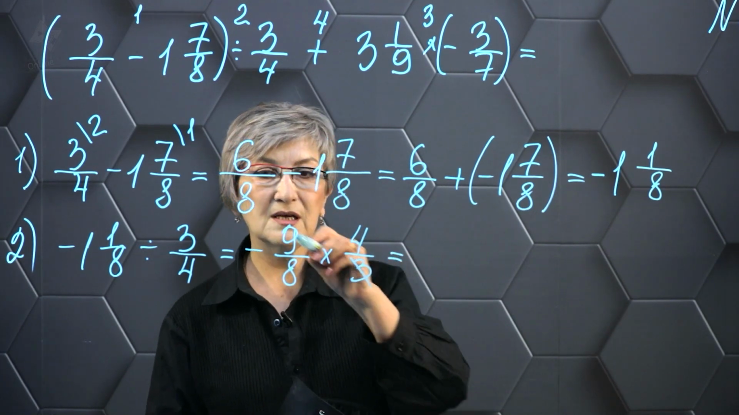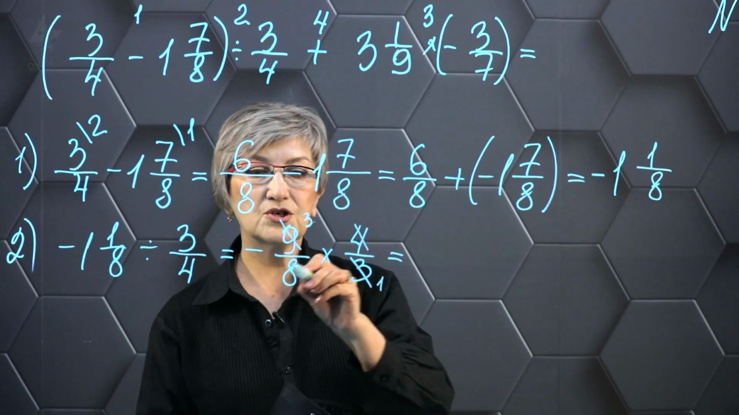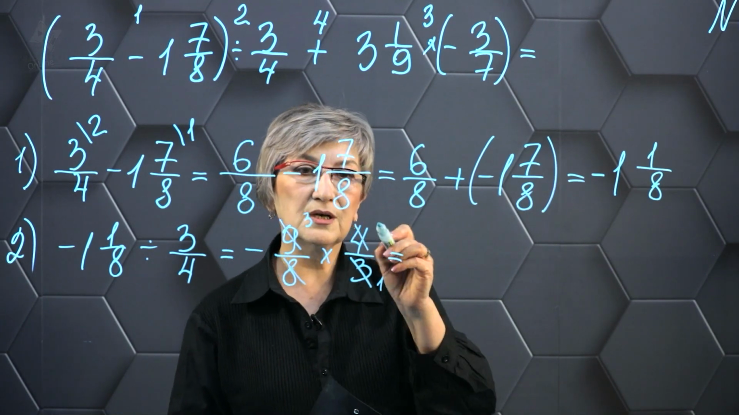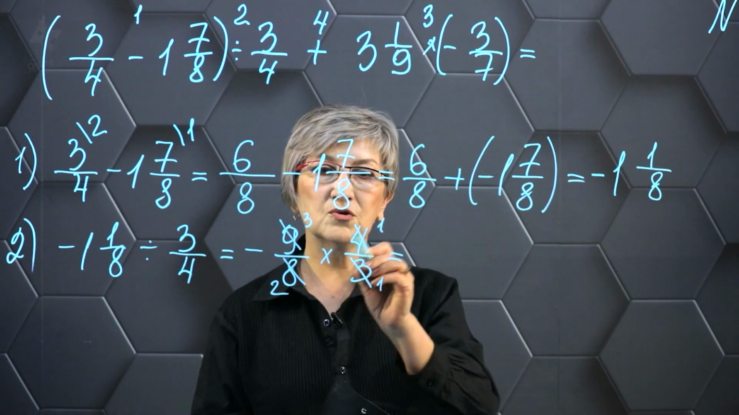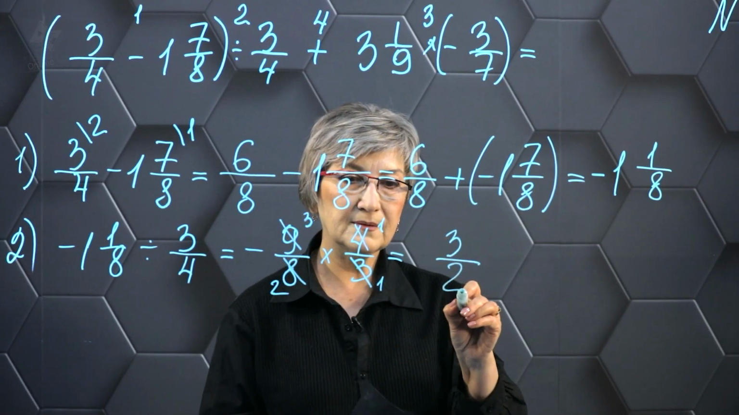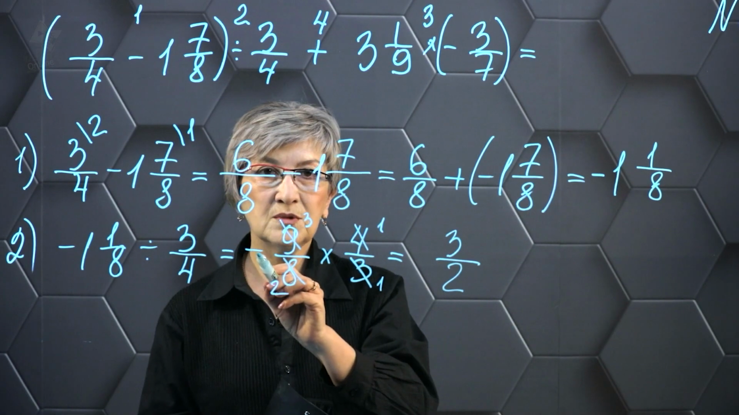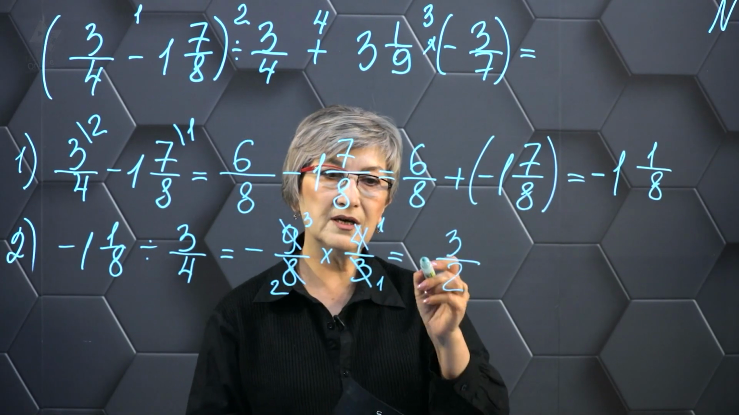Let's divide the numbers 3 and 9 by 3. 3, 1. The numbers 4 and 8 by 4. 1, 2. The result is 3 times 1 is 3. And 2 times 1 is 2. But we multiplied a negative number by a positive number. The answer is a negative number.